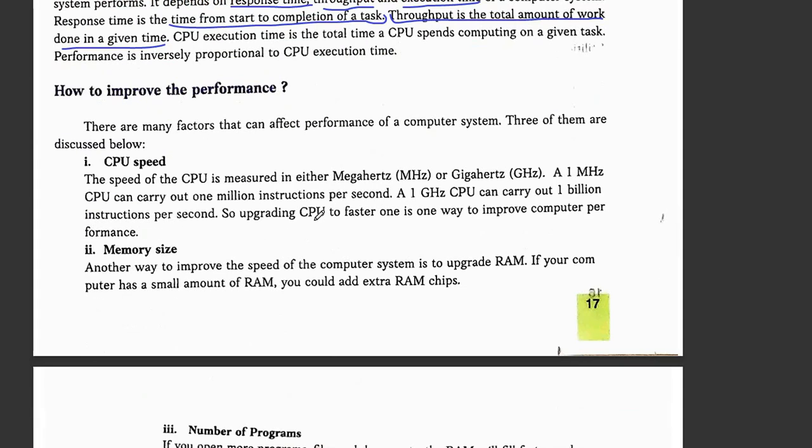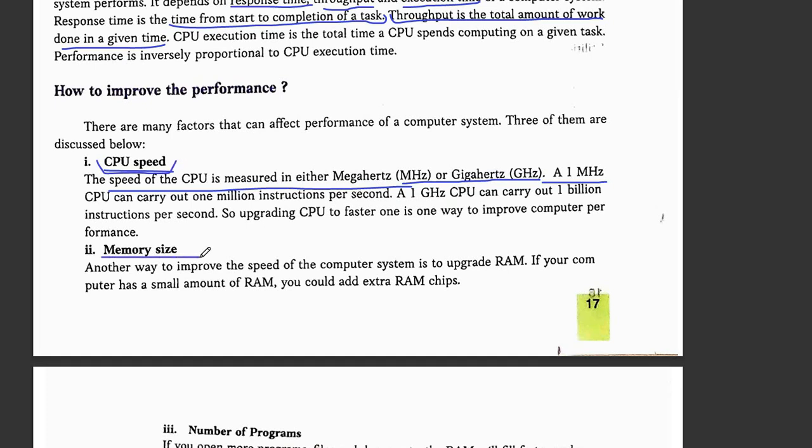So, how to improve the performance? How to improve the performance of your computer? There are many factors that can affect the performance of a computer. 3 of them are discussed below. So, first is CPU speed. CPU speed is measured in either megahertz or gigahertz. So this is the speed of the computer or the CPU.